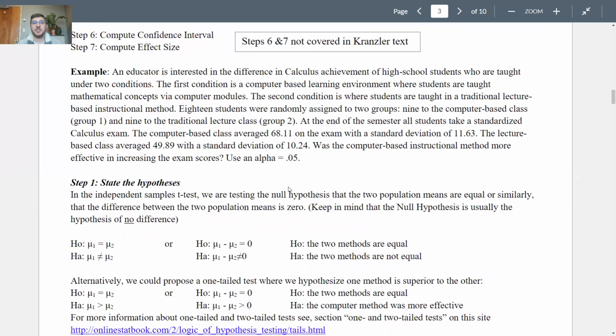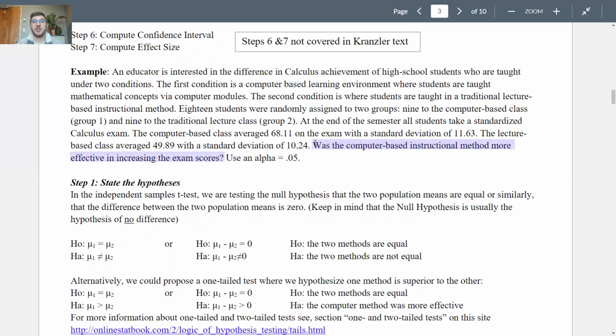The exam average for the computer-based class was 68.11, with a standard deviation of 11.6. And the lecture-based class had an average score of 49.89 with a standard deviation of 10.24. So was the computer-based instructional method more effective in increasing exam scores?